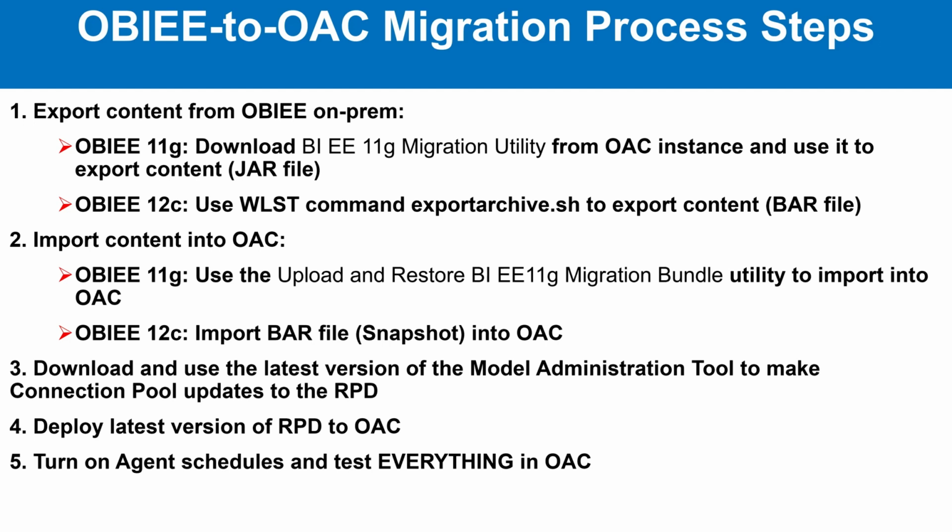Next, import the content into OAC. Similar to the export, for the import for OBIEE 11G, there's an upload and restore option available on the same snapshots page. For OBIEE 12C, you would just upload the bar file that was downloaded into OAC.